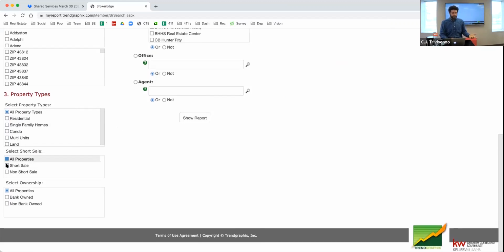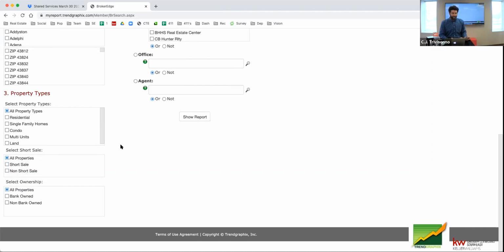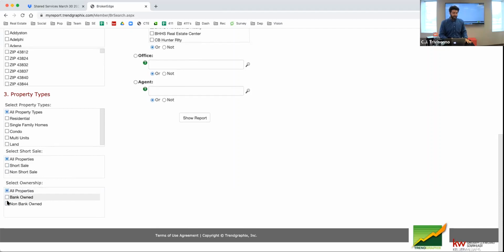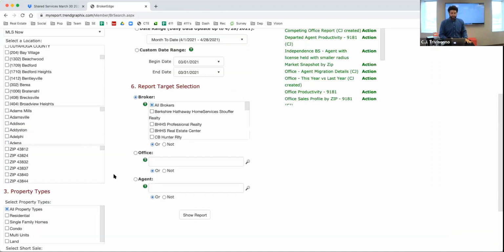Again, if it's a short sale or not. So maybe you're looking for an agent who sells a bunch of short sales because, I don't know, you want them on your team, or you want to recruit them, or you want to ask them for advice, or who knows what, you can pick that. I rarely do that one. And then obviously if they're selling bank owned or non-bank owned.